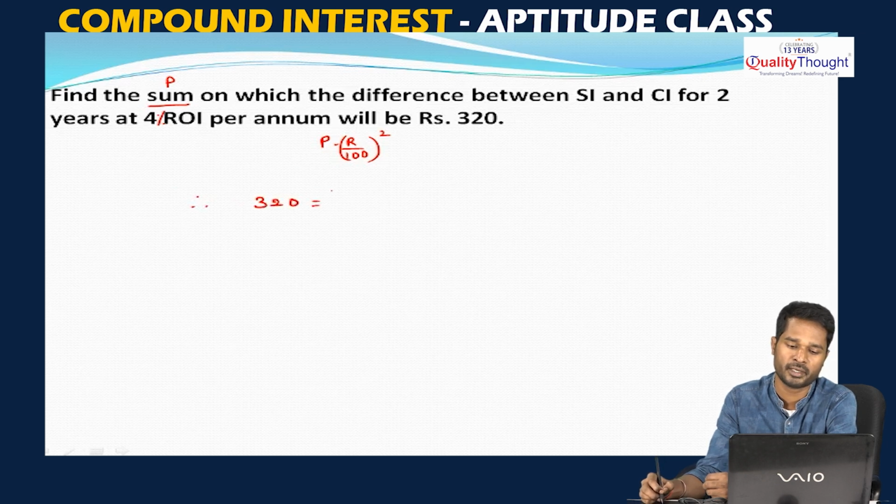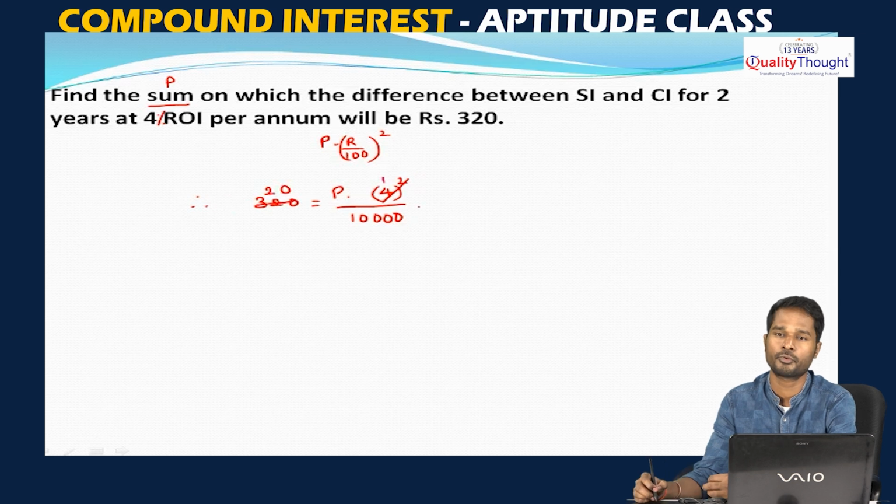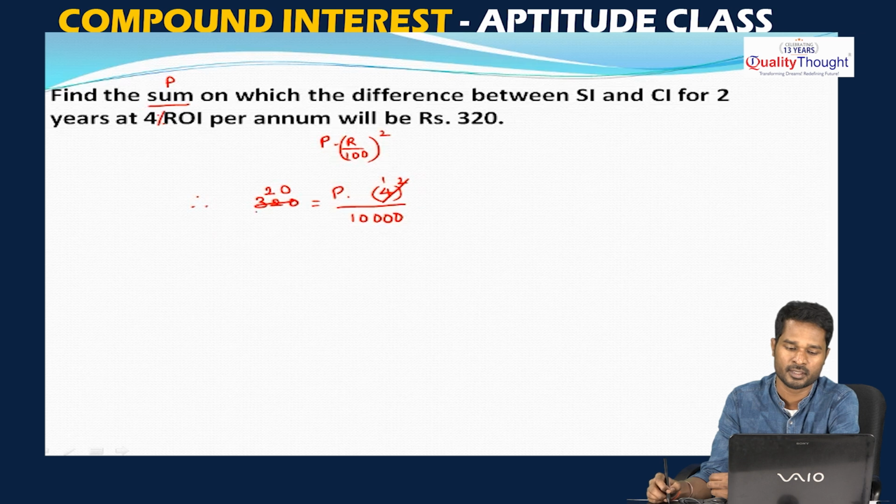It is equal to, we need to find the P value, and the R value is 4 percentage, which is 4 square by 100 square, that means 10,000. 100 square is 10,000. 4 square is 16, 16 2s are 32 and 0. Nothing is there means 1 is there, you can keep that, otherwise just leave it.